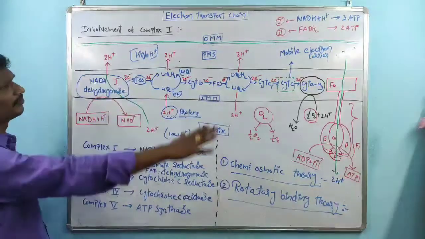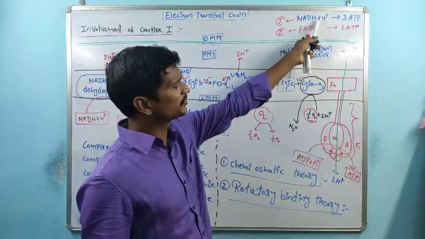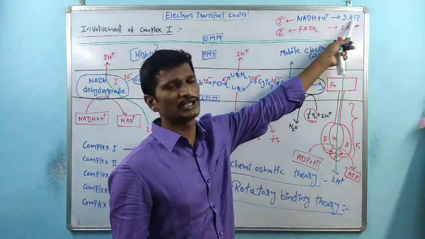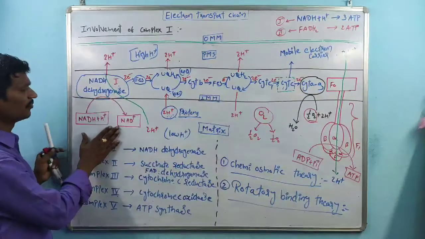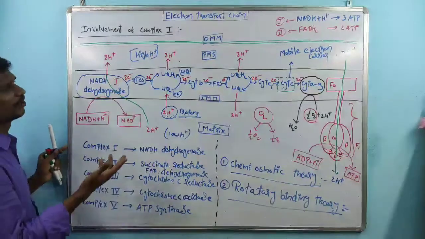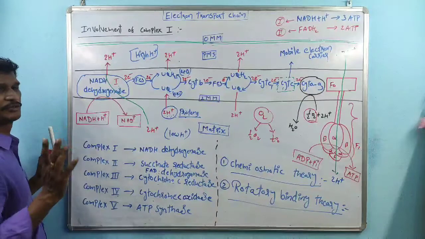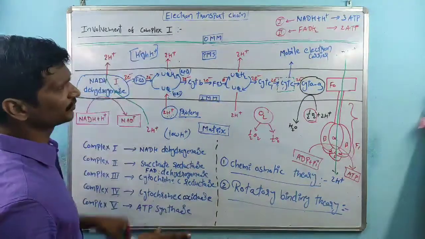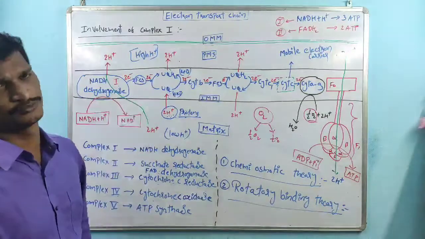So this is the involvement of complex 1. We know here NADH plus H plus present inside the mitochondria is equal to 3 ATPs, right? So we have discussed the involvement of complex 1. Next we will discuss the involvement of complex 2, the same pattern but with only one difference: the starting point is the only difference, right?